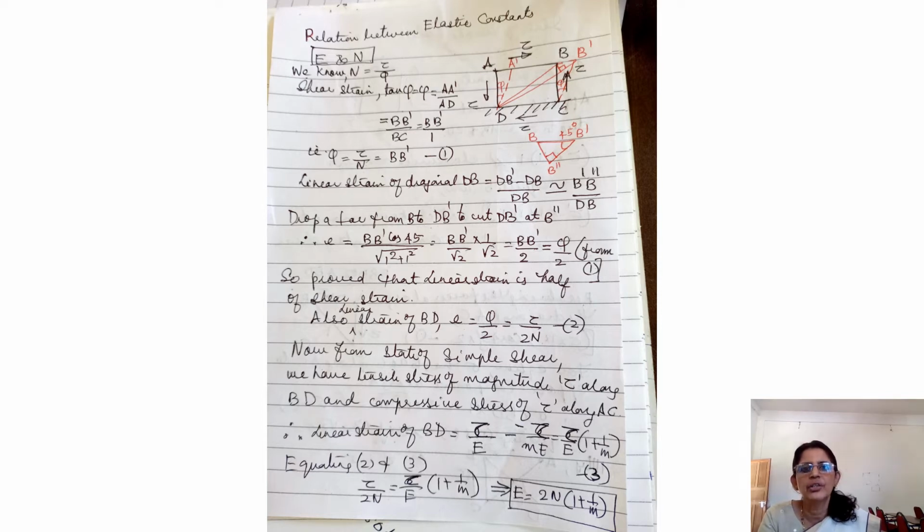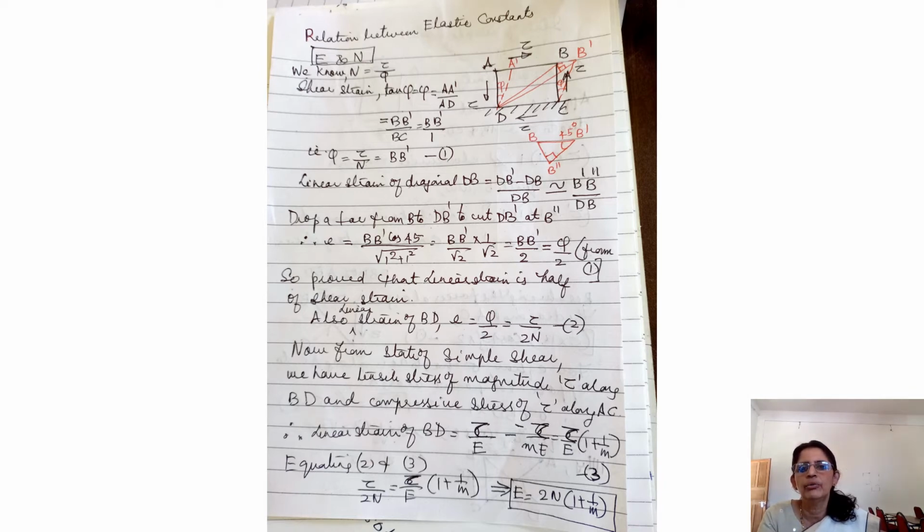So as per definition, you know that rigidity modulus, or modulus of rigidity, is equal to shear stress by shear strain. So we have here N is equal to tau by phi, shear stress by shear strain. Again we are using the same block ABCD of side equal to unity, and it is being subjected to a shear stress tau like this.